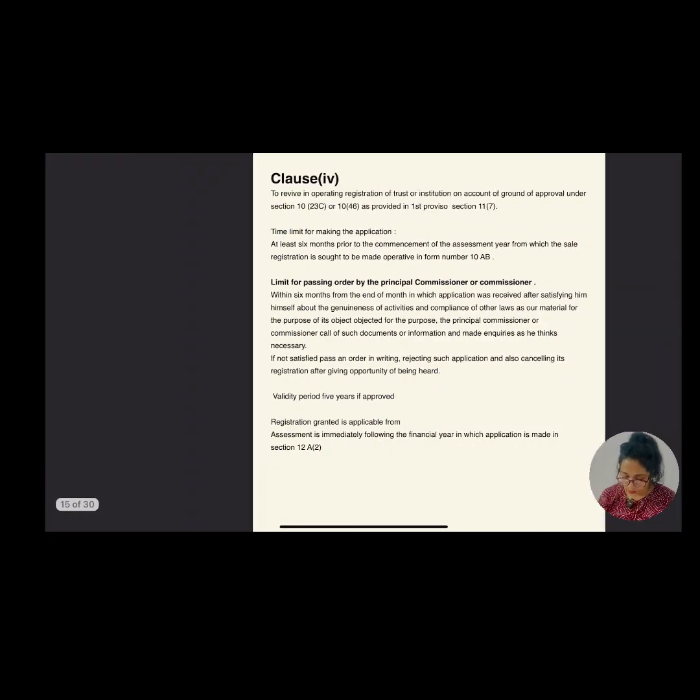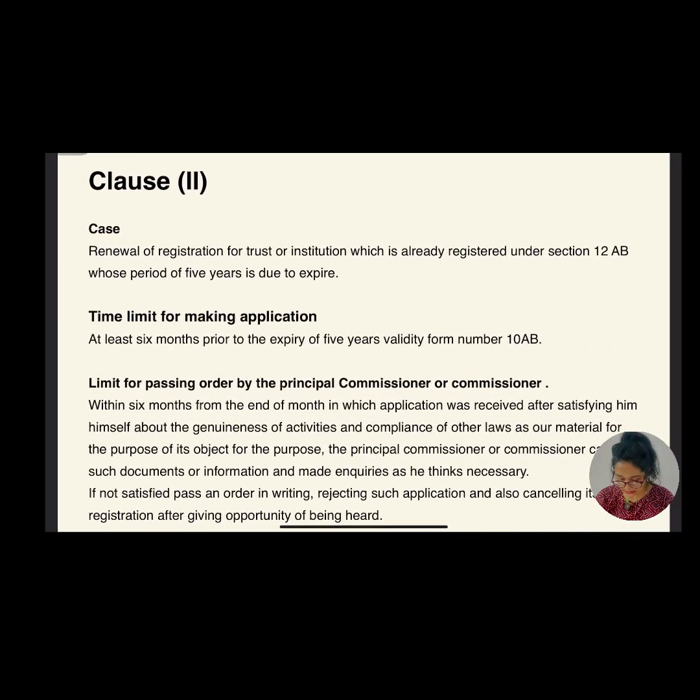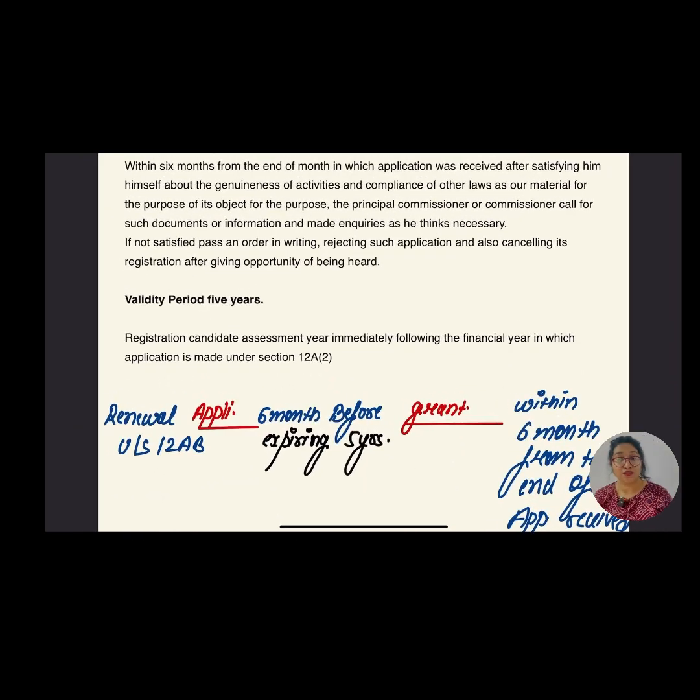Okay, let's go for clause 2nd. ठीक है, clause 2nd. What are they saying in case of renewal? In case of renewal, ठीक है, first what we read, if any trust was already registered under section 12A, 12AA, ठीक है, second was of provisional registration, ठीक है, third was of final registration. Now let's go for the renewal. What happens is that the 5 years is going to expire for that final registration wala case, ठीक है, in that case the renewal is going to happen, ठीक है, but within how much time limit?